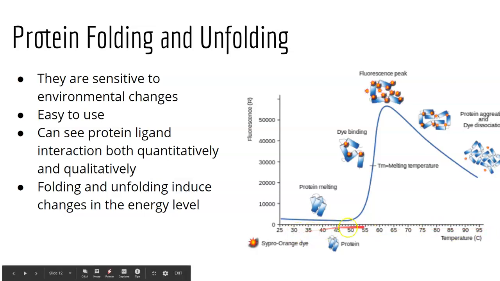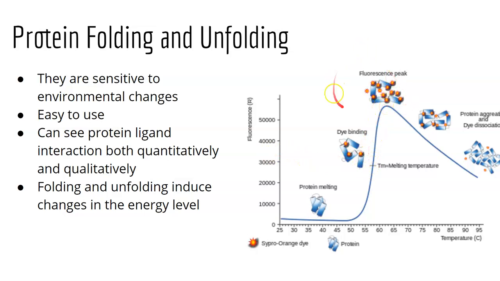The x-axis here is the temperature, and the fluorescence is on the y-axis. You can see that at a lower temperature, the protein is folded nicely. There is no dye attaching to it. But as the temperature begins to rise, the protein begins to unfold, and as it unfolds, the dye begins to bind. As the dye binds and fluoresces, the fluorescence increases, and you can see that it peaks up here at the top, where all kinds of dyes are binding to that unfolding protein.